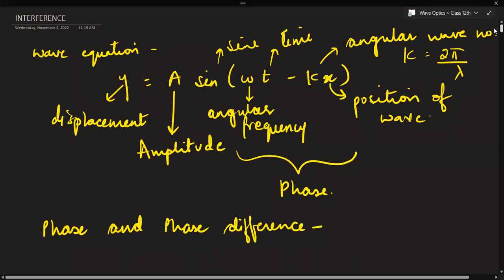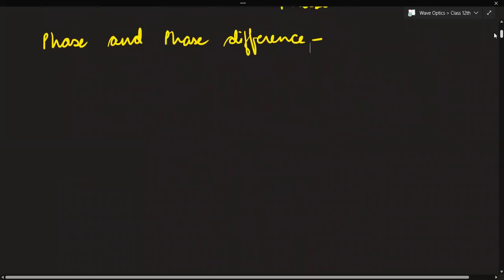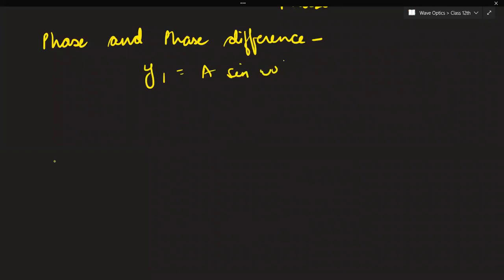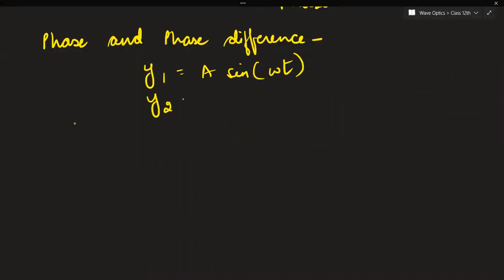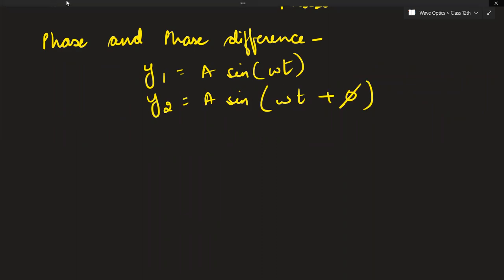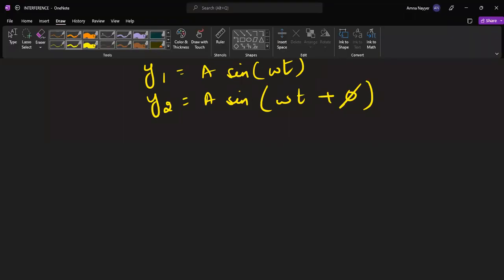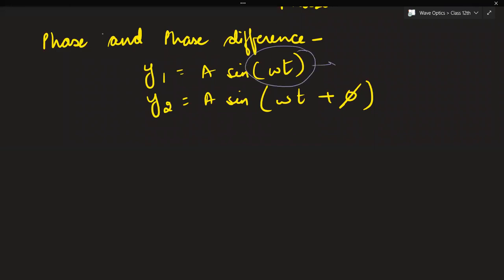Phase and phase difference. See, if one equation is, let's say, A sin omega t, and let's say the second equation of displacement is A sin(omega t plus phi). So these are the phases. This is a phase. This entire term is also a phase.